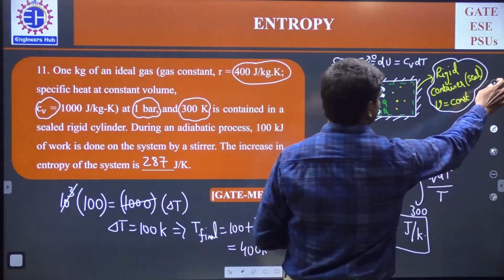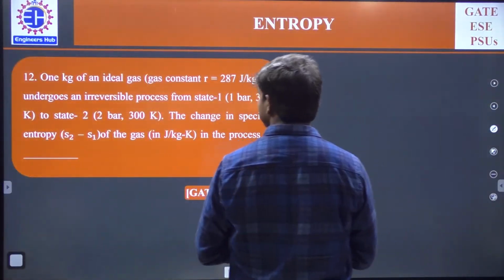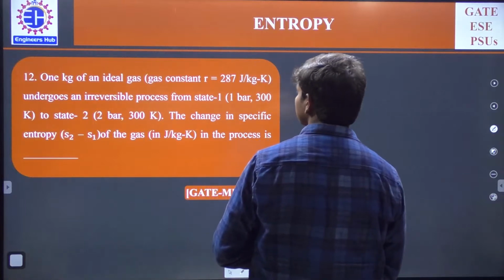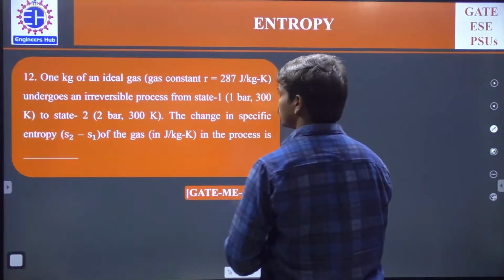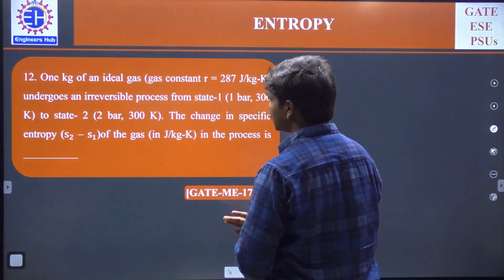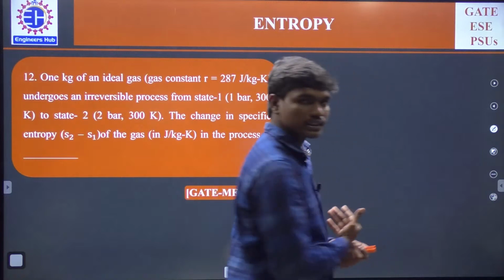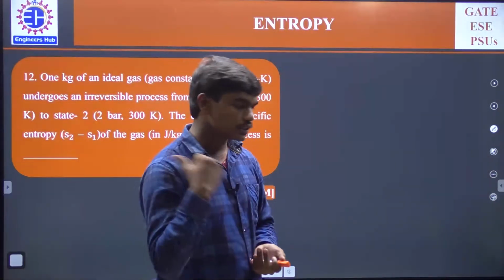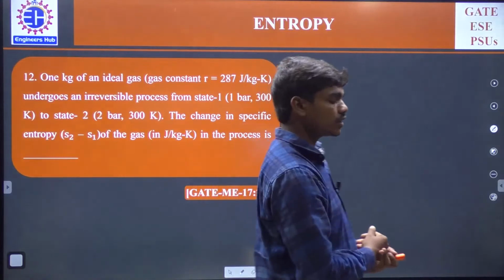So next, try to solve this. 1 kg of an ideal gas, R value is given, undergoes a reversible process from 1 bar 300 Kelvin to state 2 at 2 bar 300 Kelvin. The change in specific entropy. This question is very similar to the one that we solved just ahead. So please solve this question and tell me the answer. What could be the answer, all of you?